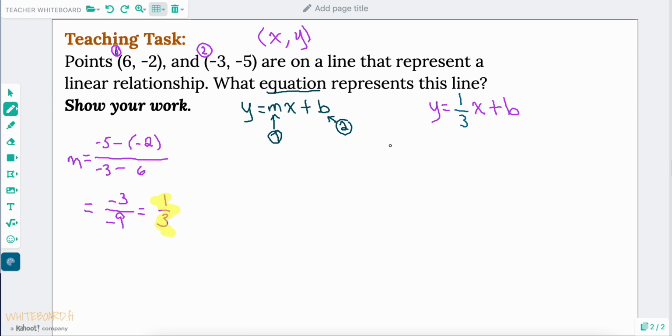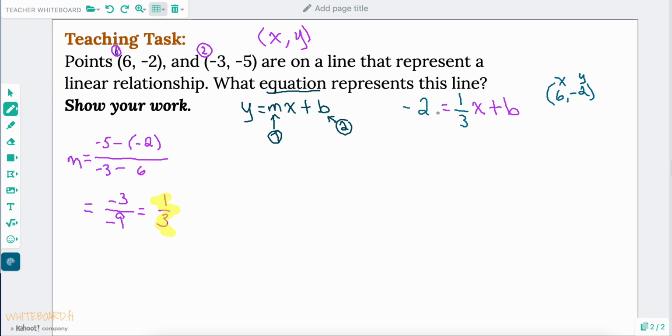So now you get to choose whatever point you want. You can use the first point, you can use the second point. It really isn't going to matter, because they both should give you the same thing, because we're going to solve for b. So first and foremost, I'm going to use this one, which is 6, -2. And again, I'm going to remind you that x is first and then y goes second. So looking at that point, I know that y is -2, so I'm going to replace y with -2.